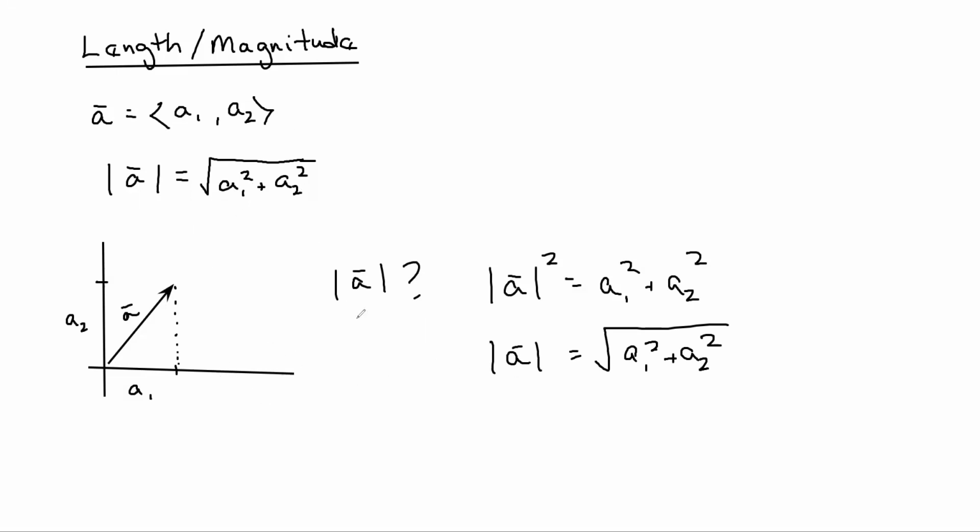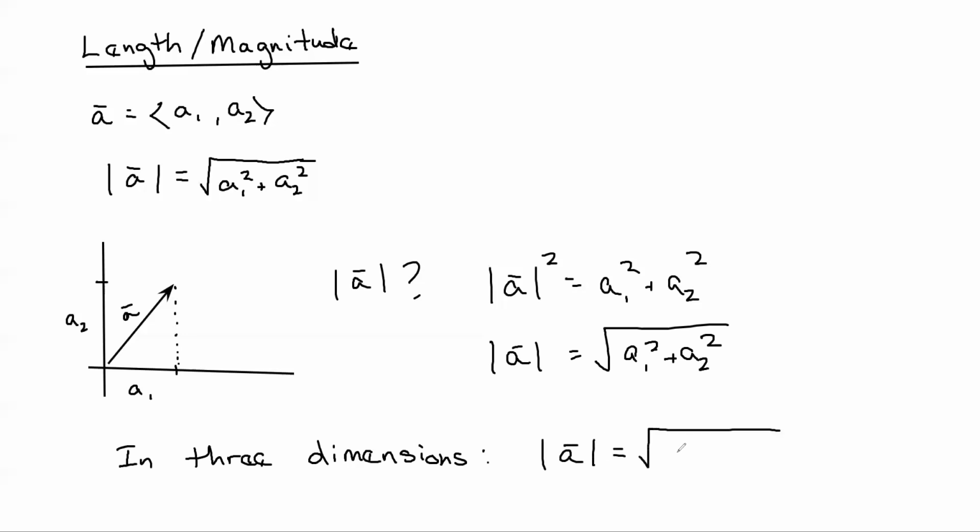Length and magnitude also can be extended for vectors that are in 3 dimensions. So I'll save you from drawing a picture, but in 3 dimensions, we could say the length of A is the square root of A1 squared plus A2 squared plus A3 squared. That's assuming we had a vector in 3 dimensions. Okay, so assuming the vector A is A1, A2, A3. Okay, so that gives us length and magnitude.